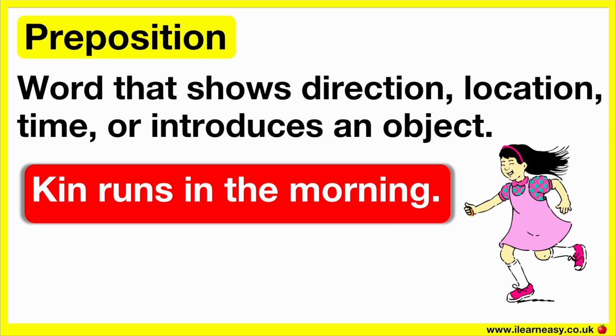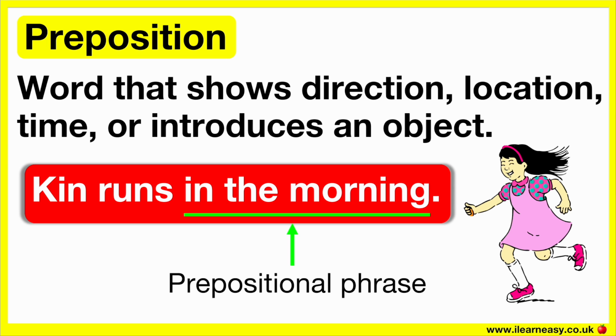Kim runs in the morning. As previously mentioned, prepositions are often short words that are followed by an object. The object can be a noun phrase, or a pronoun. We can refer to these as prepositional phrases. Prepositional phrases modify or describe nouns, pronouns, verbs, adverbs, and adjectives. They tell us about the relationship between their object and the word they modify or describe. In this example, the prepositional phrase is in the morning, and it modifies the verb runs. So it tells us when Kim runs.